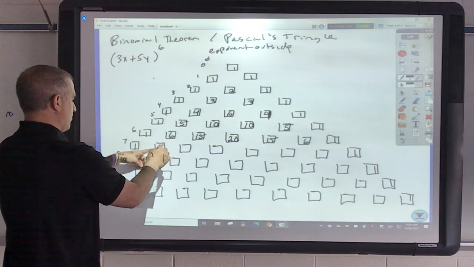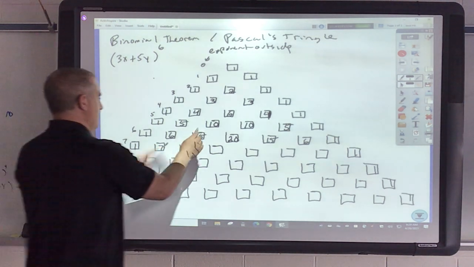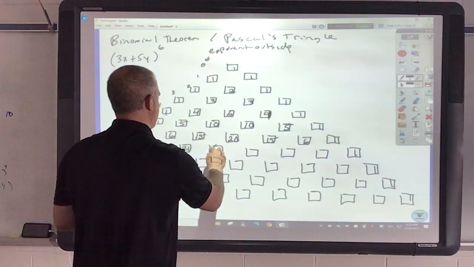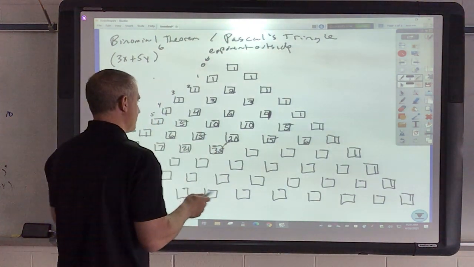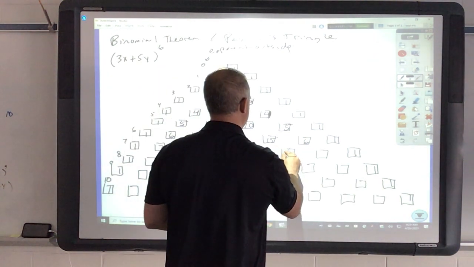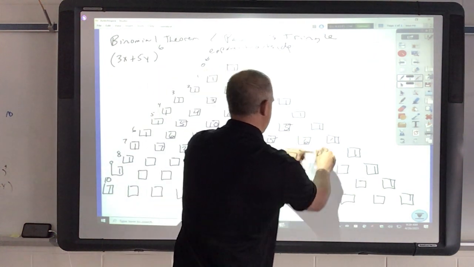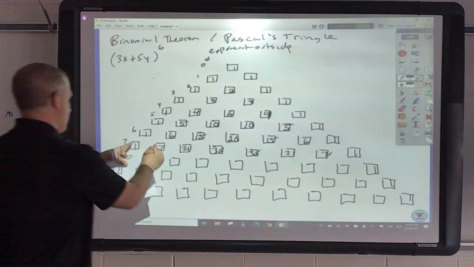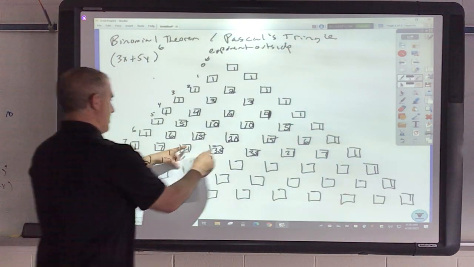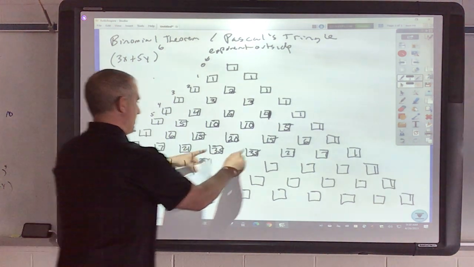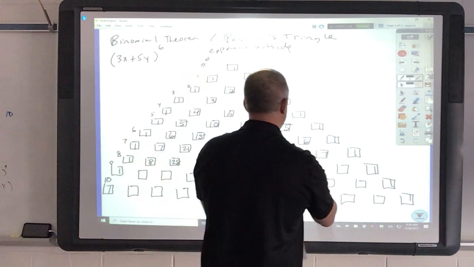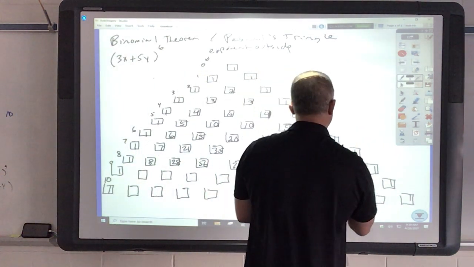For this one, 1 plus 6 would be 7, 6 plus 15 would be 21, 15 plus 20 would be 35, 20 plus 15 would be 35, 6 plus 15 would be 21, 6 plus 1 would be 7. Coming to this one, this would be 8. This would be 28. These two add up to 56, these two add up to 70, these two add up to 56, these two add up to 28, these two add up to 8.